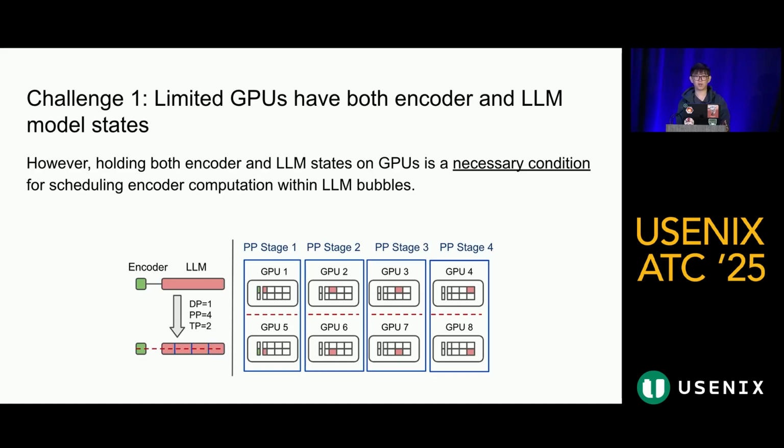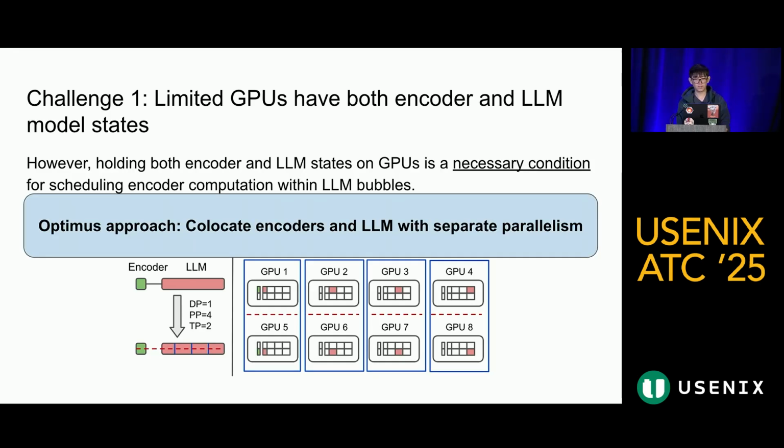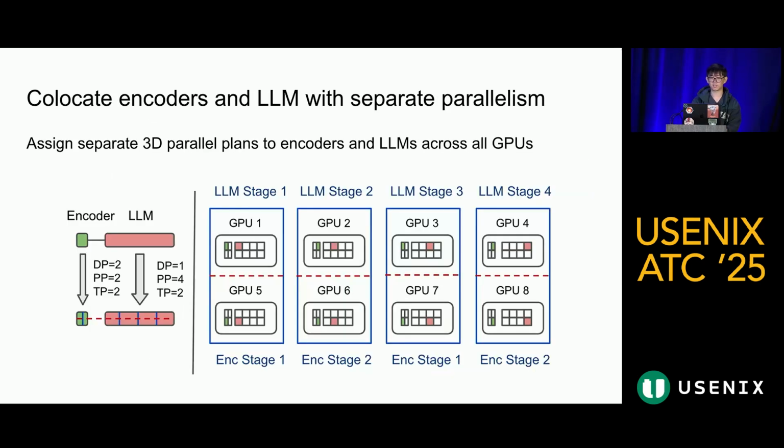Otherwise, when a GPU is idle, because it doesn't have the encoder model states, it cannot do the computation. So our approach is to collocate the encoder and LLM on every GPU, and we use a separate parallelism strategy. This picture shows our idea. We view the model as two parts: one is the encoder, the other is the large language model. For each part, we choose its own parallelism plan.